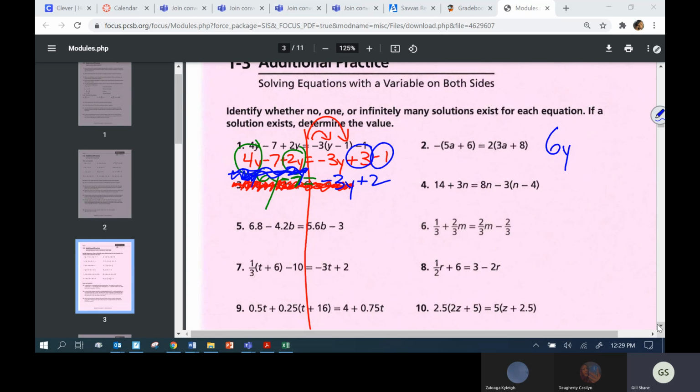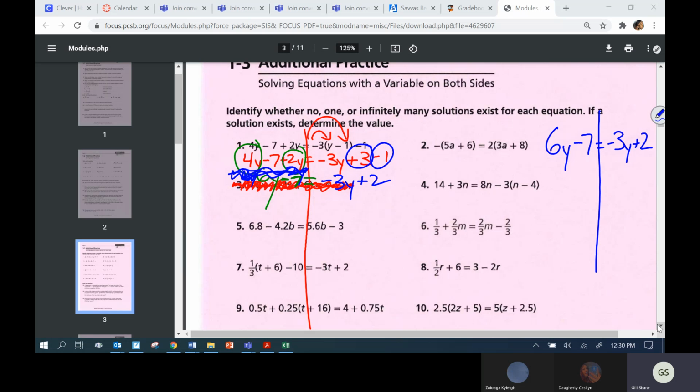I forgot I'm not on my smartboard, so I can't just go backwards. So I'll rewrite it over here. There. So now I'm down to this stage. Now, when you are at the stage where you can't combine anything, that's when you subtract below or add below the equation to get rid of stuff.